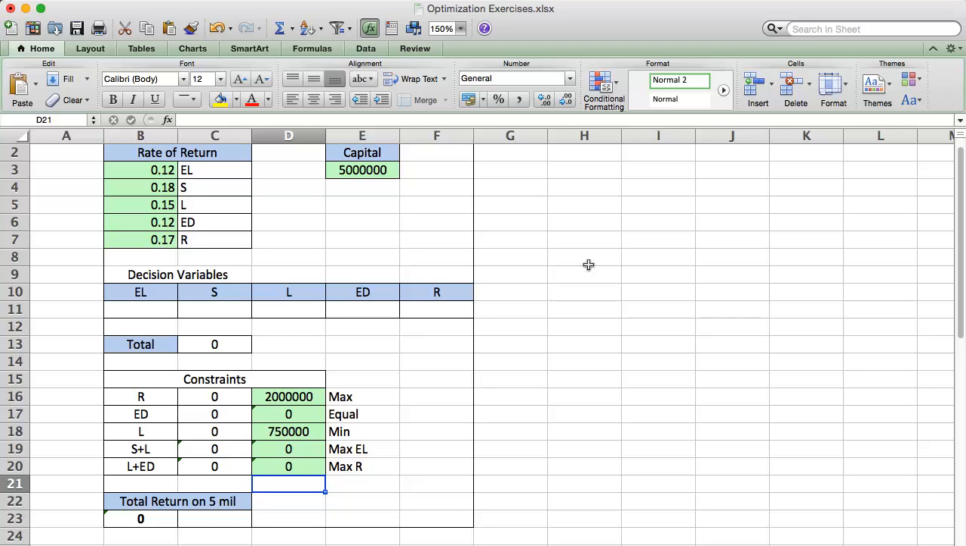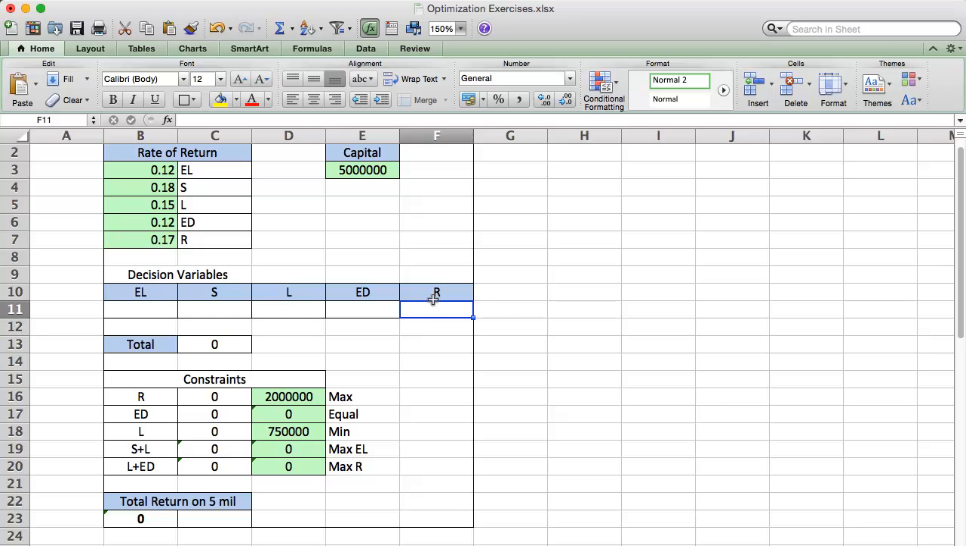So instead of a profit per cake type or a cost per raw material, now we have a rate of return for each of the market areas: electronics, software, logistics, education, and retail. And those are given by the problem. We also know that we're working with a capital investment of $5 million. So in this problem, we're going to have 5 decision variables. How much of the 5 million goes to each of the 5 market areas?